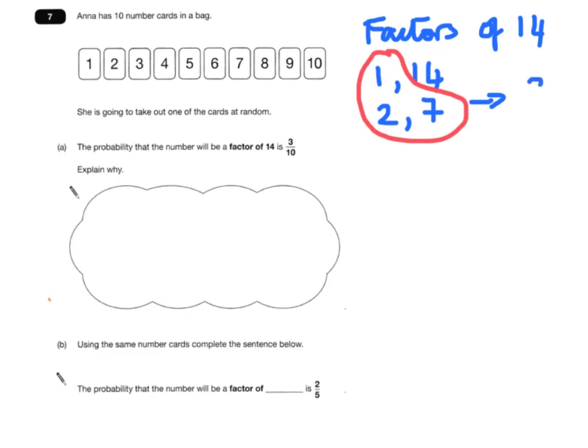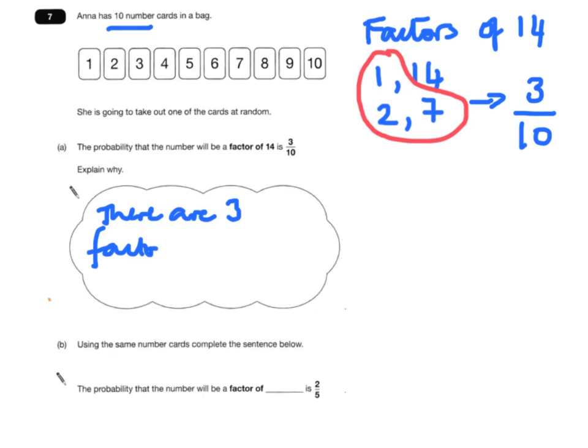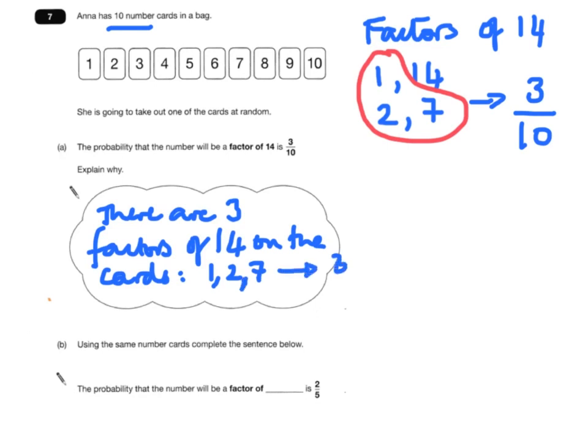So we need to list the factors of 14, which are 1 and 14, it's a pair, 2 and 7, which is a pair. There are only 3 of those which are under 10, so 1, 2 and 7, which is 3 out of the 10 cards that are in the bag. So we'd have to say something like there are 3 factors of 14 on the cards, and they are 1, 2 and 7.